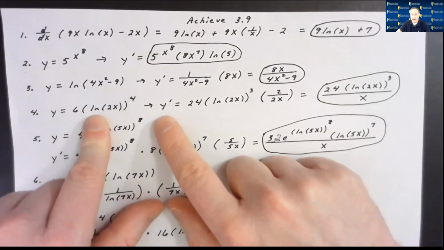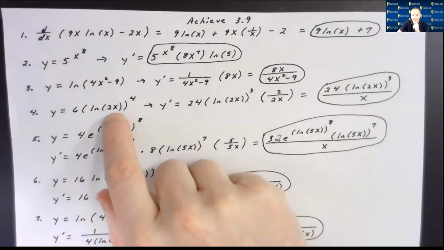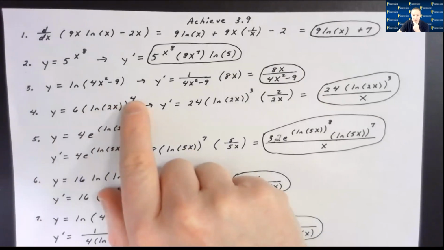For number 4 here, we have 6 times the expression, the natural log of 2x, all raised to the 4th power. Gorgeous chain rule problem here. I need to think of this as a 3-layer chain rule problem. So the outer layer is the power on this group. So I can say, okay, power rule.